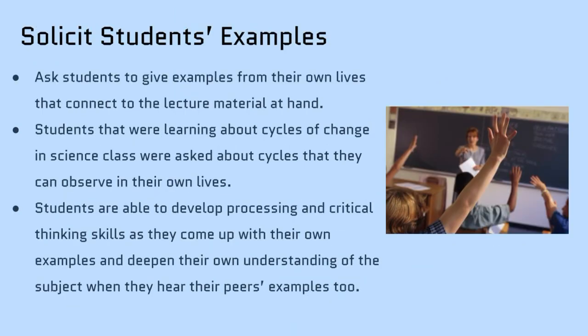Another strategy that was given was to solicit students' examples. So to ask students to give examples based on their own lives and their own experiences that connect to the lecture material at hand. The chapter gave an example about students that were learning about cycles of change in their science class, and they were asked to come up with cycles that they can observe in their own lives. And they gave a bunch of different interesting examples, such as the cycle of being in break and going back to school and being in break and going back to school. That was one example. Another example that another student observed was the changing of seasons.